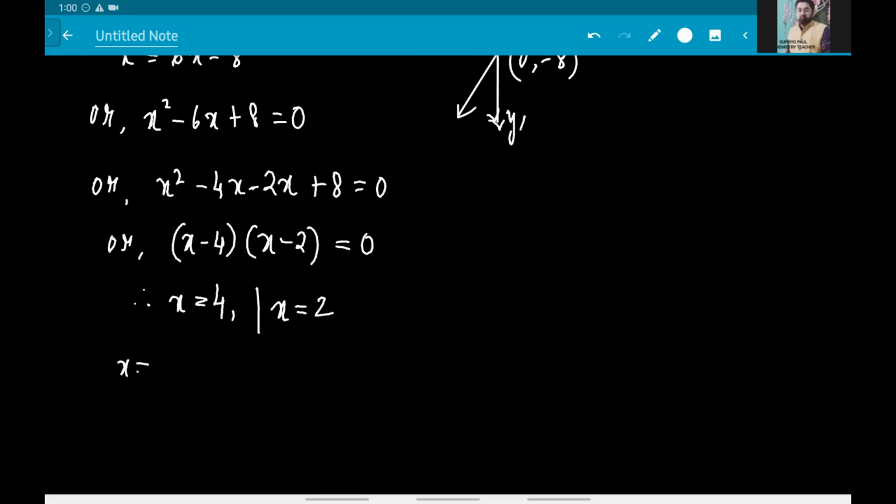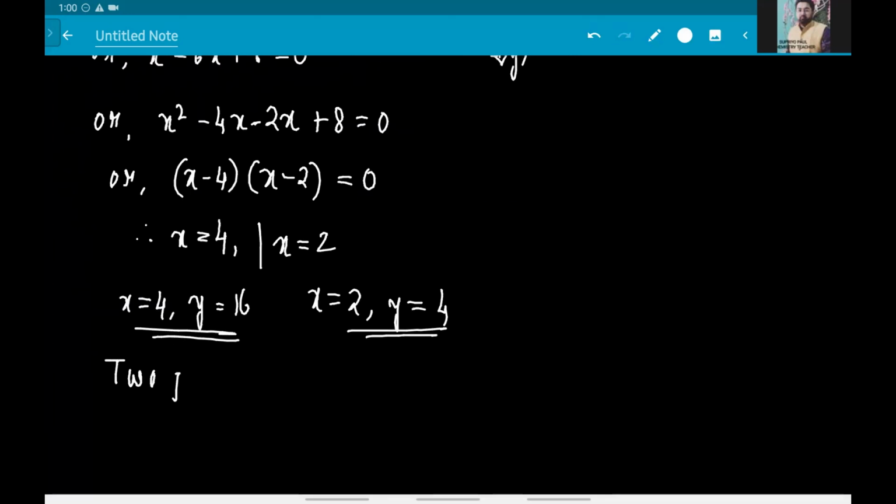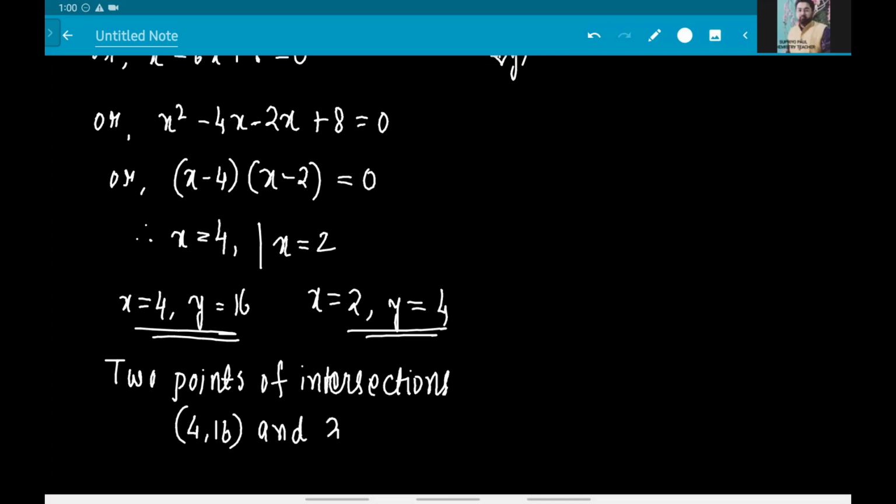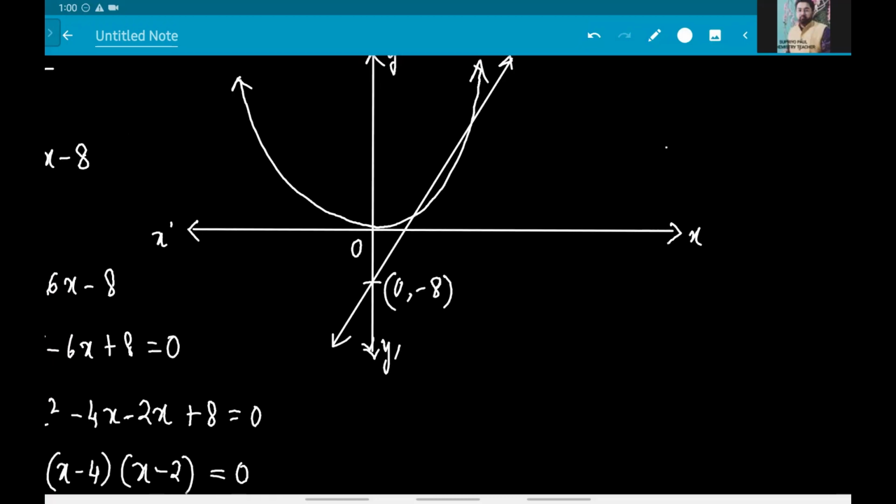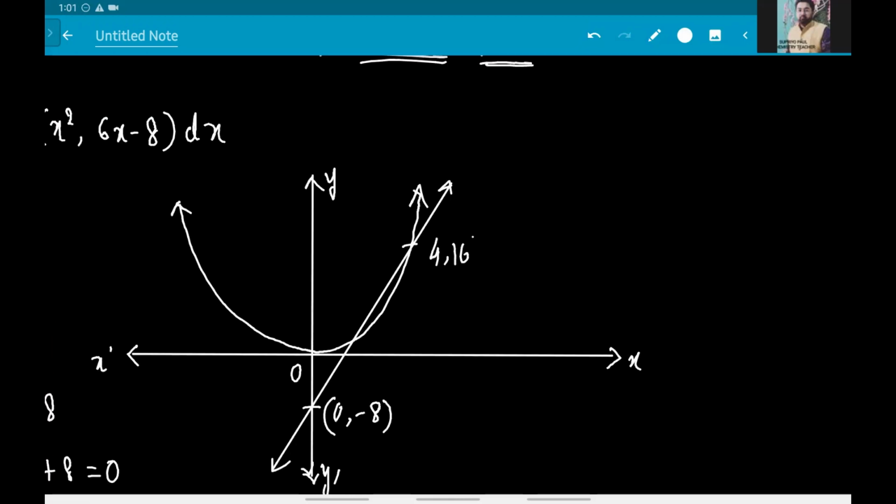Now, when x is equal to 4, what is the y value? You can see 6x minus 8. So if x is 4, then y will be 16. Again, when x is 2, y will be what? 6x minus 8, that means 12 minus 8, that is 4. So the 2 points of intersection that we have got are 4,16 and 2,4. Okay, so you can see that this is 4,16 suppose, and this point is 2,4.